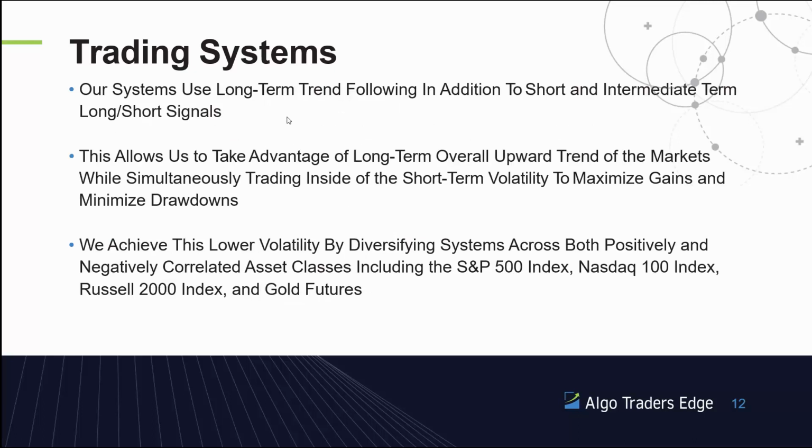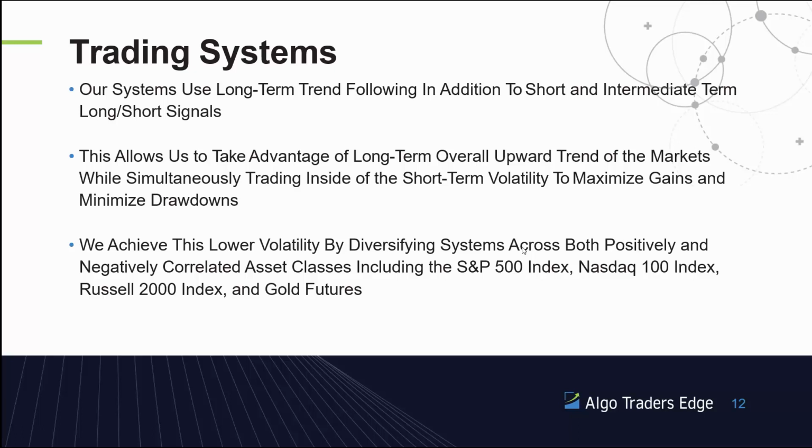Now, our systems use long-term trend following in addition to short-term and intermediate-term long and short signals. So we do have some long-term strategies that are, for example, with the S&P, where we'll get in long and build a position over time, and it may hold that position for months at a time as long as the market continues to trend up. And then, like I was saying earlier, it will simultaneously be trading long and short in shorter time frames within the context of that overall bullish position.